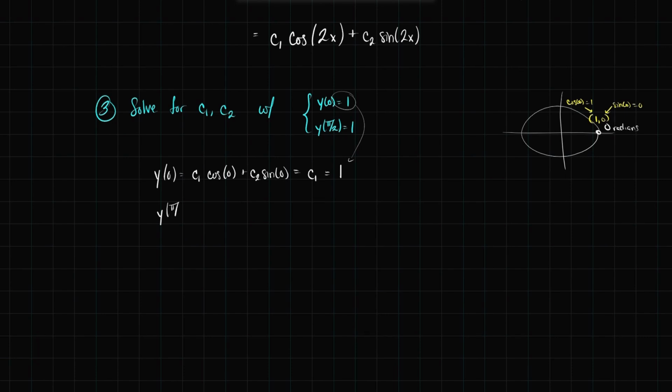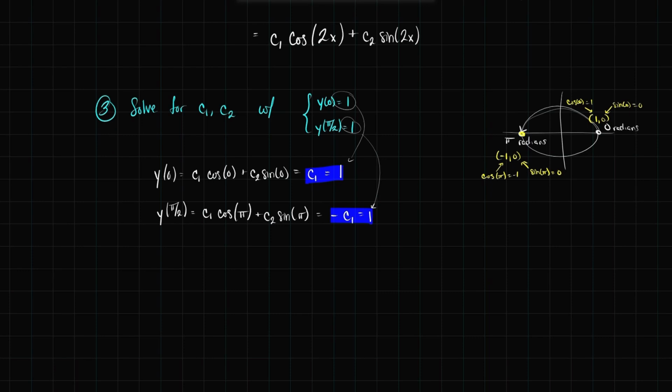We now try y at pi over 2. This is going to be c1 cosine of 2 copies of pi over 2. So 2 copies of pi over 2 is pi, plus c2 sine of 2 copies of pi over 2, which is pi, whereas pi radians, all the way around, pi radians. And what is our point there? Our point there is negative 1 comma 0. Cosine of pi is negative 1. Sine of pi is 0. So I end up with negative 1 copies of c1, also known as negative c1. 0 copies of c2, also known as 0. I have that negative c1 has to be equal to the right-hand side, 1.